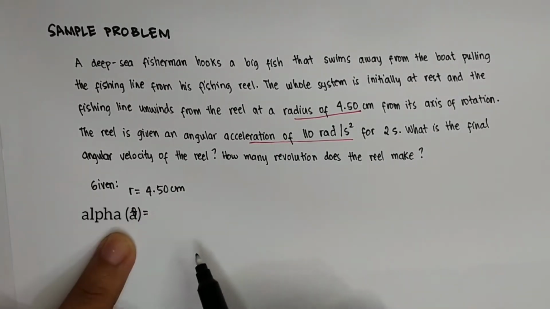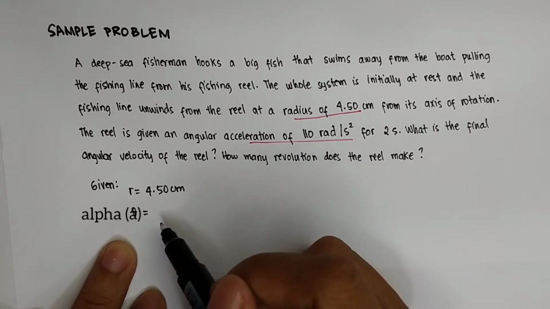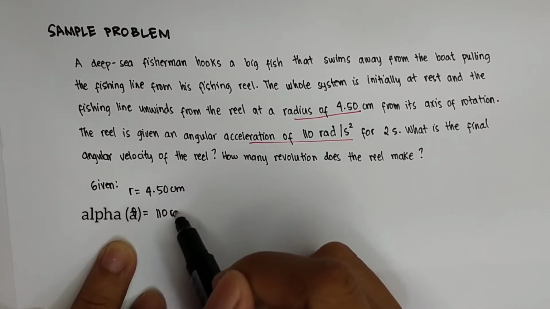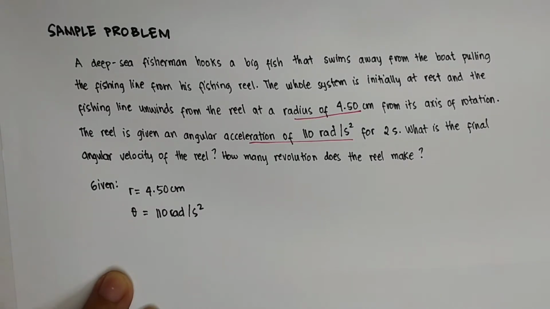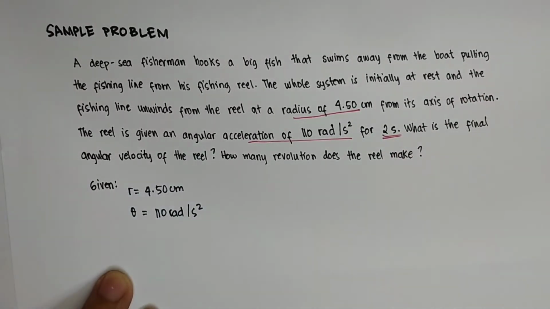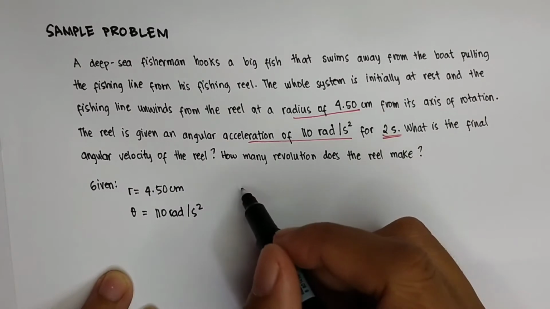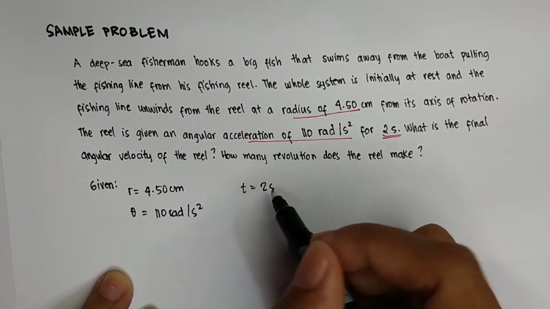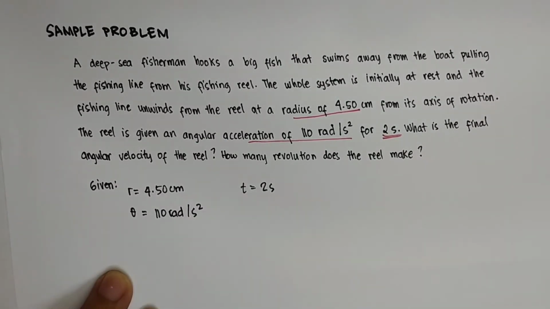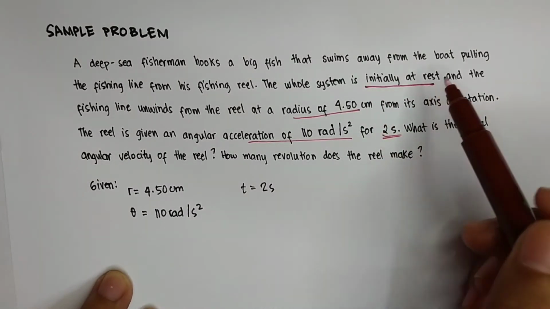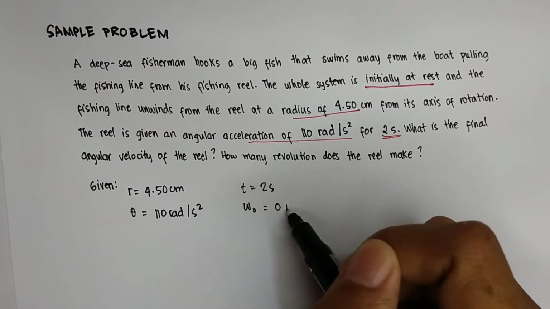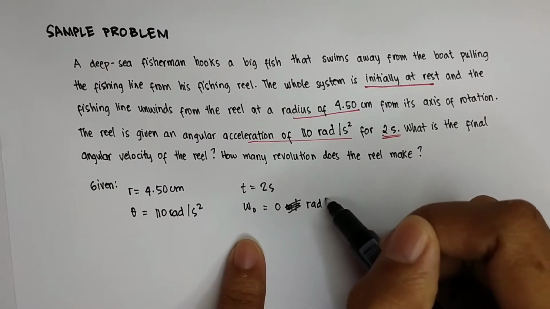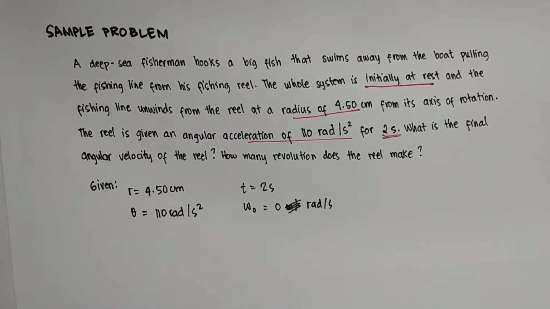Sorry, not angle, it is our angular acceleration, 110 rad per second squared. Then our time is 2 seconds, so t is 2 seconds. Then take note, it says the whole system is initially at rest, so our initial angular velocity is 0 rad per second. Sorry, rad per second is the unit, not meter per second.